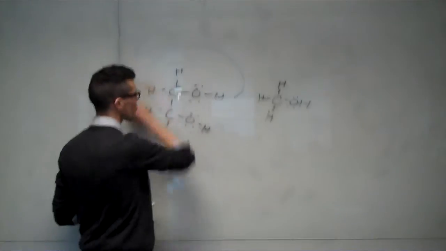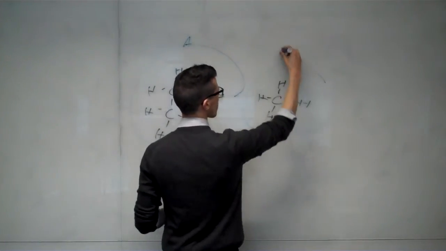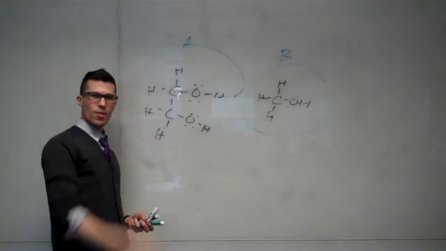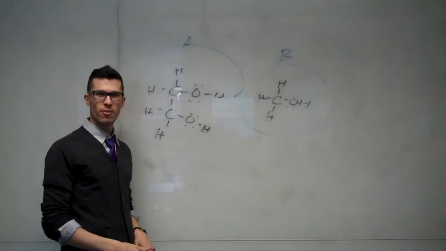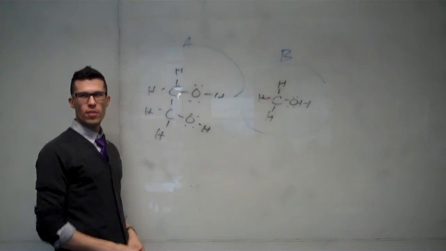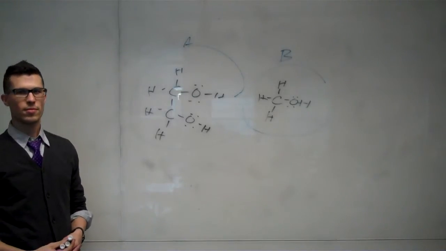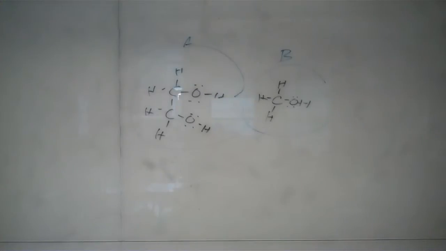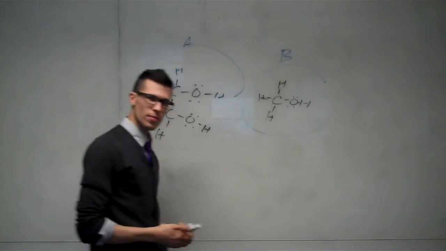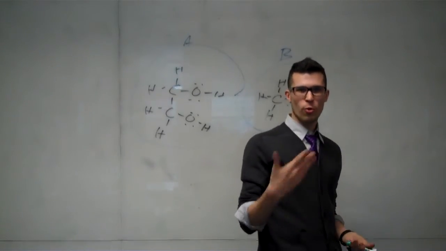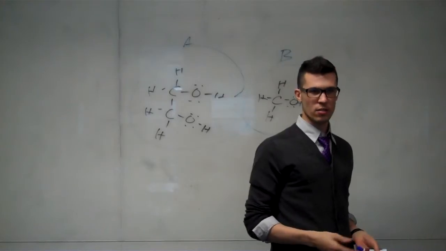Is it going to be this one, maybe, or is it going to be the other? A or B? Who says A? Who says B? How do you figure it? The stronger IMFs are when one of them has a higher difference in electronegativity. Yes, or just more hydrogen bonds or more polar sides.